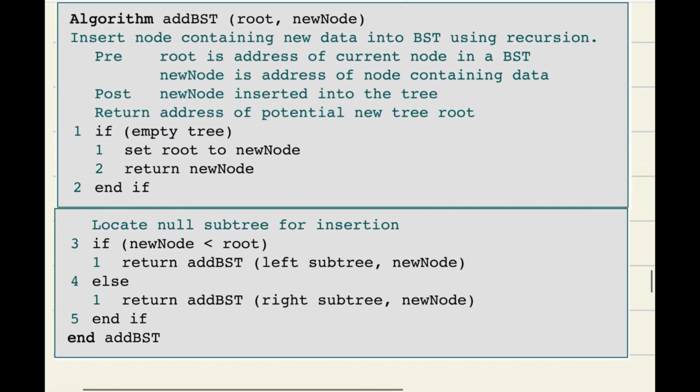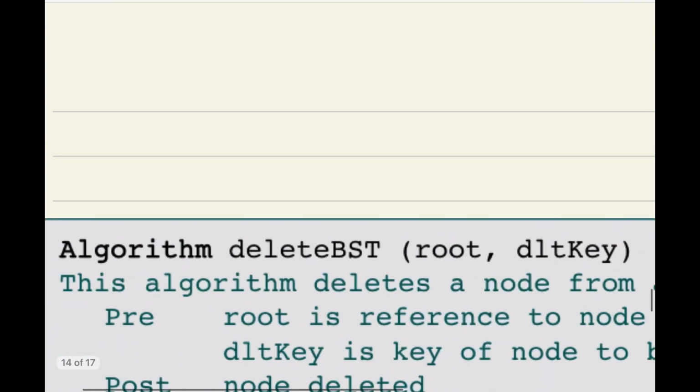We have already discussed the addBST method earlier, so you can see the algorithm here. If the tree is empty, set root to the new node and return the new node. Otherwise, if the new node is less than root, then return addBST of the left subtree with the new node, else return addBST of the right subtree with the new node. So these things we want to write.